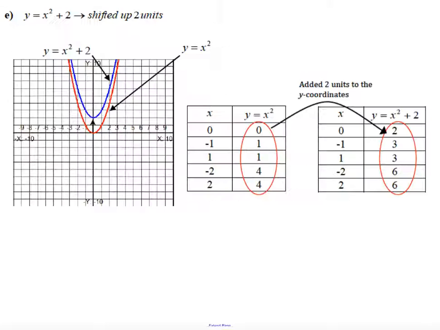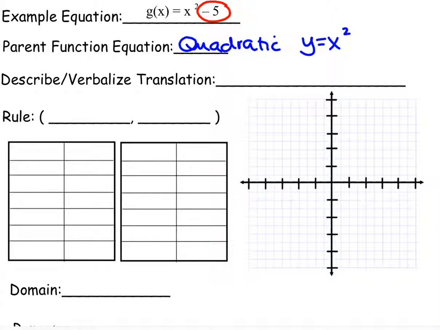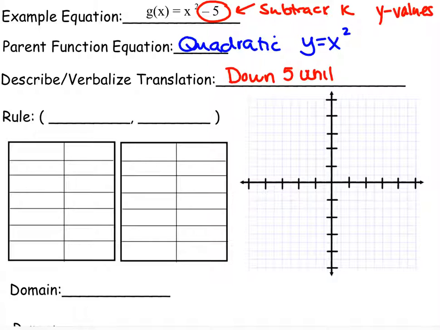All right, so let's go back to our example here. Notice this is a minus 5, so we have a subtraction of k. So how we move from the parent function is we're going to subtract 5 from all of the y values. So to write our rule, we have to describe it first. So we're going to be moving down 5 units on the y-axis.